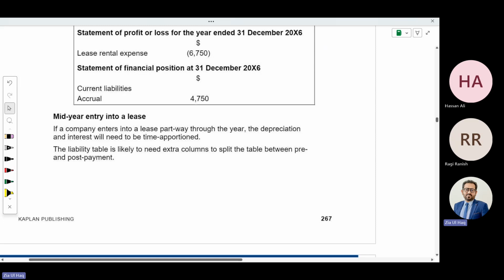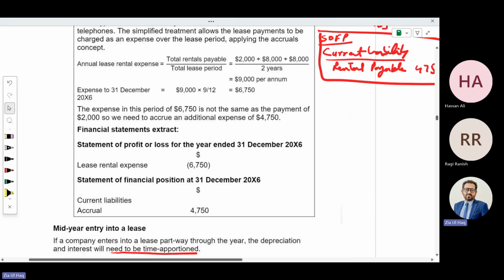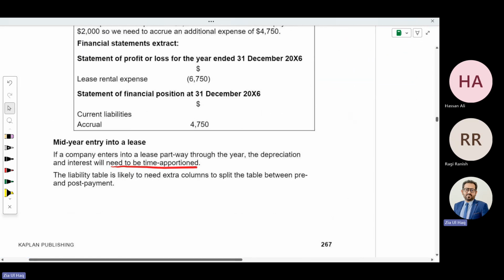Mid-year entry into a lease. If a company enters into a lease part way through the year, the depreciation and interest will need to be time apportioned, like we have time apportioned interest. In a similar manner, depreciation will also be time apportioned. For the number of months you have used the asset in the current year, depreciation will be charged for those months. The liability table is likely to need an extra column to split the table between pre and post payments. To calculate the liability, balance plus interest minus payment is equal to the remaining amount. So there will be two columns of interest.